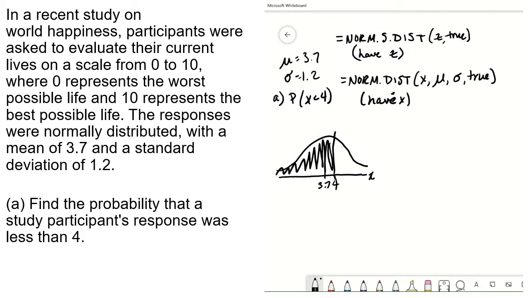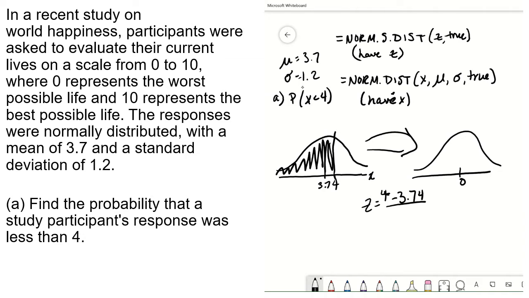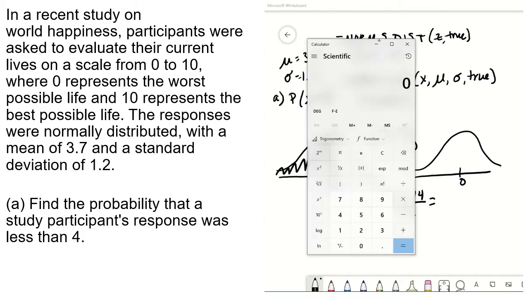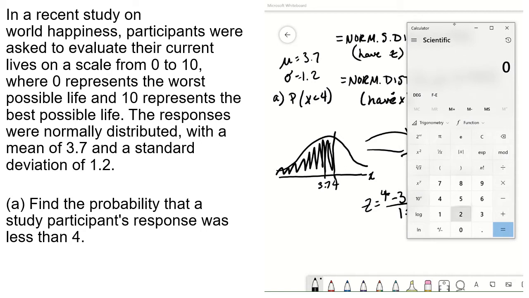Okay. So if we want to translate this into the z, or the standard normal distribution, which has a mean of 0, we would do that by taking our x value and finding the z. You would take 4 minus 3.7 and divide by 1.2 to get what z you would plug in. So we'll open our calculator and we'll do that calculation. And we get that it is 0.25.